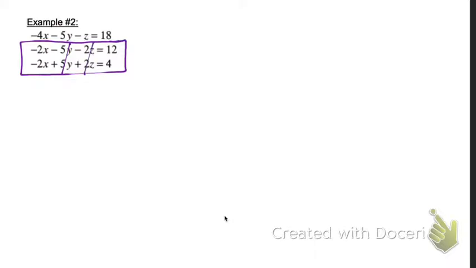Whoa. It's our lucky day. So -4x. So x equals -4.